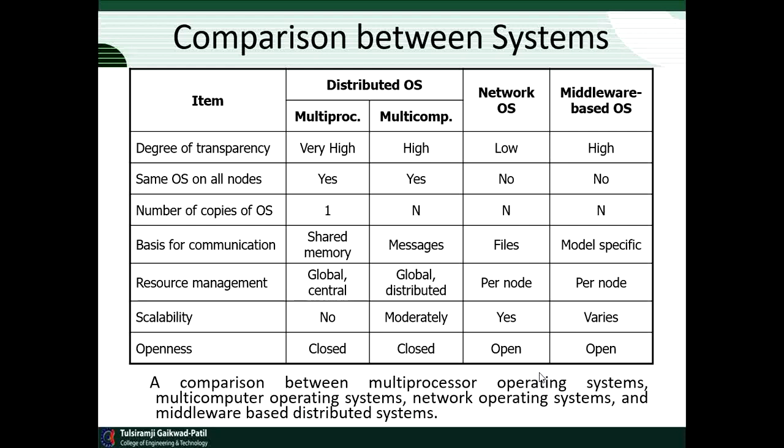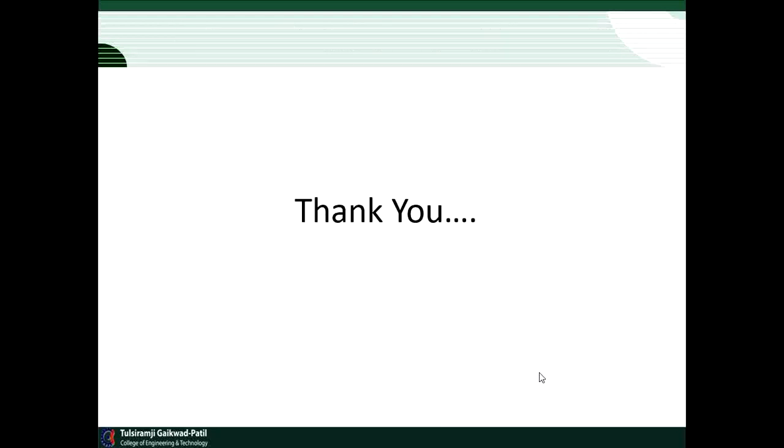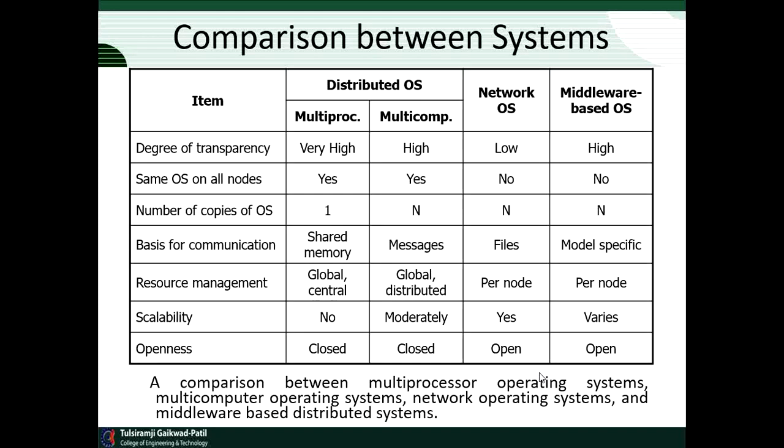A comparison between multiprocessor operating system, multi-computer operating system, network operating system and middleware based distributed system is given by this chart. So this is all about the software and hardware concepts of distributed system, which is part of the subject distributed system.